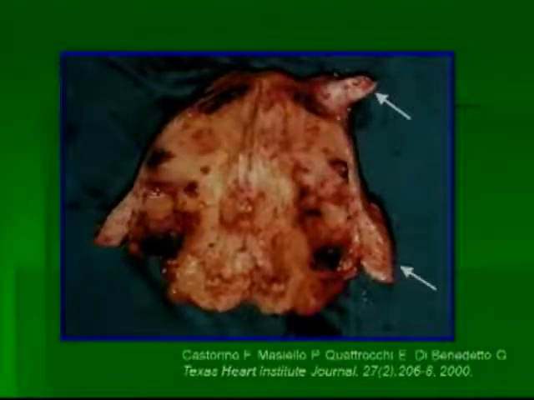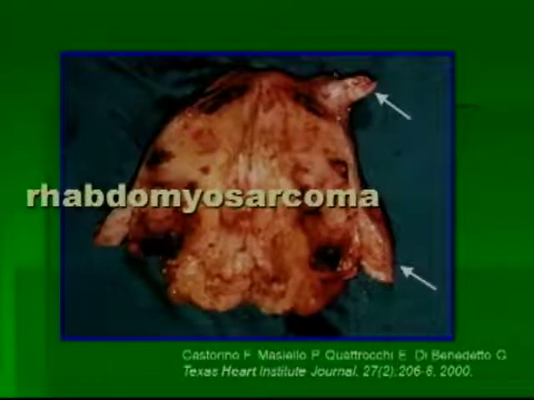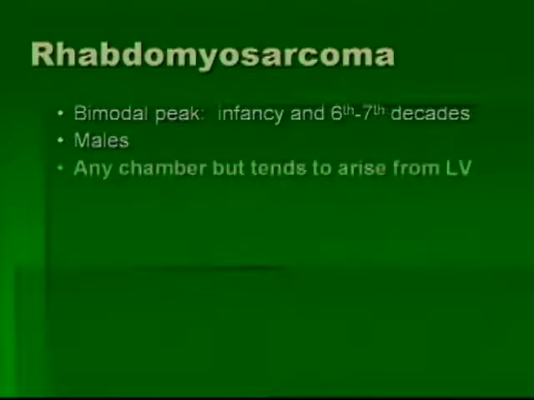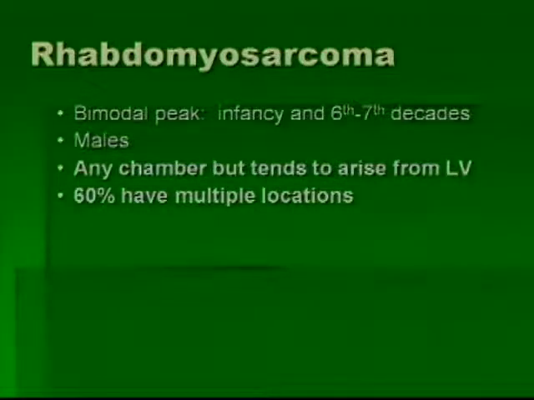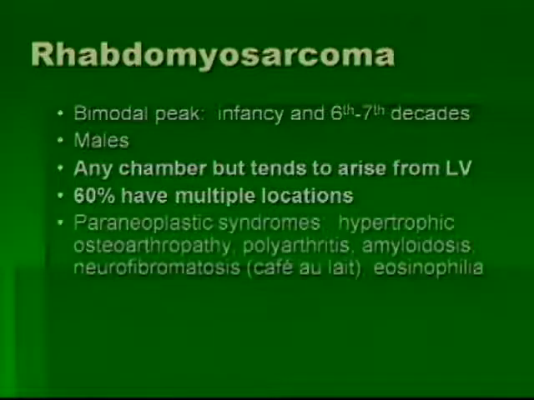Here's another example of a rhabdomyosarcoma. And these also exhibit a bimodal peak in infancy and in the 6th to 7th decade, so they're found both in children and in adults. They also occur in males. They can occur in any cardiac chamber, but they tend to arise from the left ventricle. 60% have multiple locations. Paraneoplastic syndromes are found in them: hypertrophic osteoarthropathy, polyarthritis, amyloidosis, neurofibromatosis, which, as you remember, caused the cafe au lait spots, and eosinophilia.